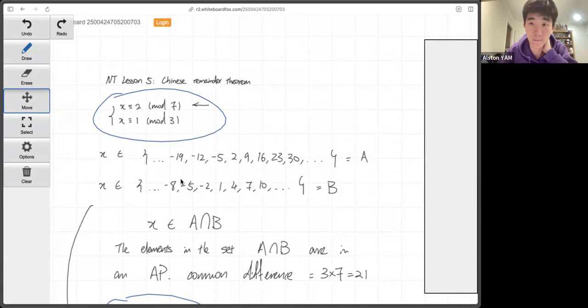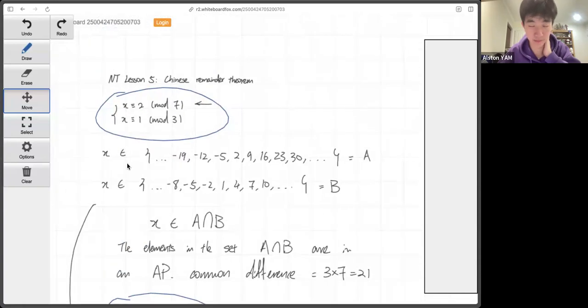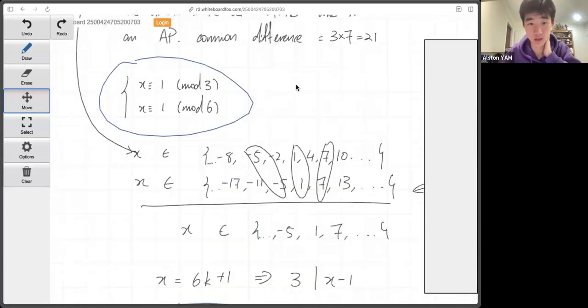So we can use our Chinese remainder theorem here to say that there is exactly one solution under mod 3 times 7, under mod 21, such that this is satisfied. And that is exactly why the solutions have a common difference of 21, because all of the x that satisfy these must leave the same remainder when they're divided by 21. In other words, they are an arithmetic progression with common difference 21. So that's the n equals 2 case.